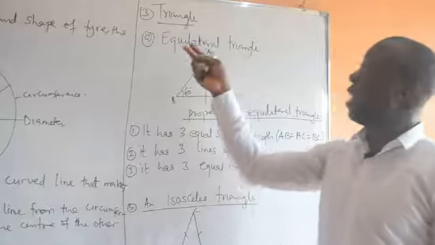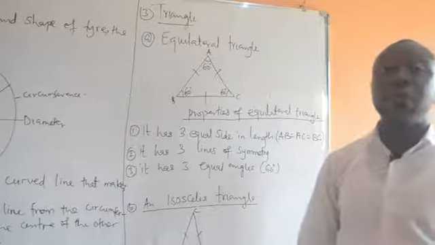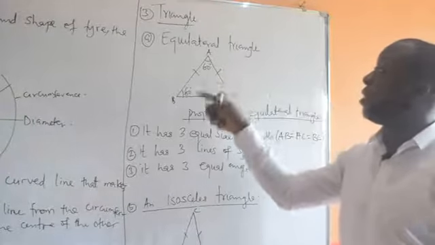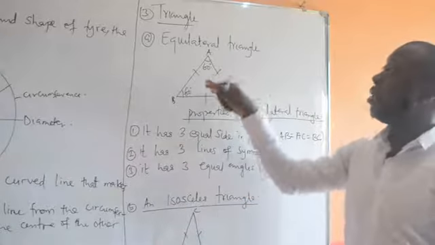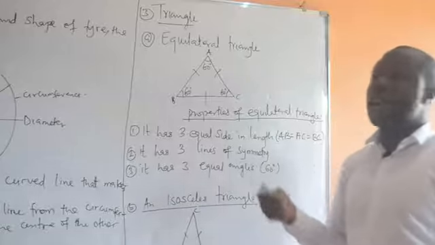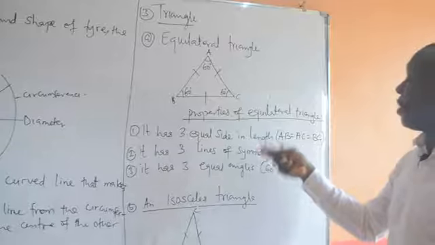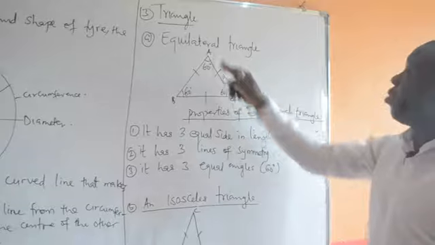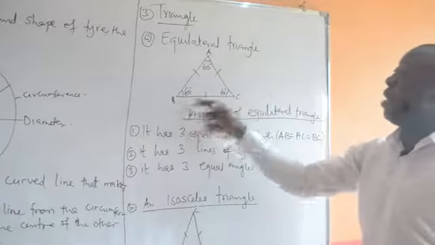Let me start with an equilateral triangle. When we talk about an equilateral triangle, it is that type of triangle that has three sides, and the three sides are what? Equal. And even the angles are also equal. So what are the properties of an equilateral triangle? It has three equal sides in length. That is, length AB is equal to length AC, and length AC is equal to length BC.